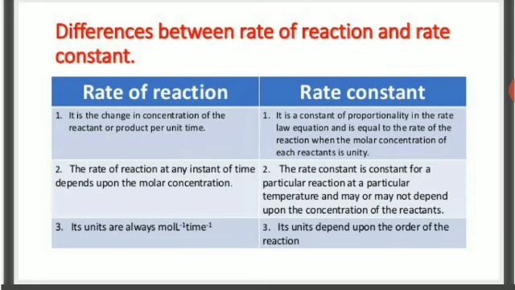So there is a difference between the rate of the reaction and the rate constant. The rate of the reaction is the change in the concentration of the reactant or product per unit time, whereas the rate constant is the proportionality constant, which is equal to the rate of the reaction when the molar concentration of each reactant is unity. Rate of the reaction has the unit of mole per liter per time, whereas the unit of the rate constant depends upon the order of the reaction. The rate of the reaction at any instant of time depends upon the molar concentration, whereas the rate constant is constant for a particular reaction. It does not depend upon the concentration of the reactant.